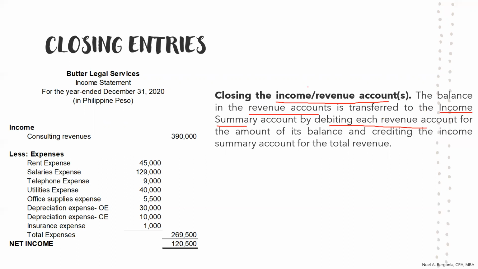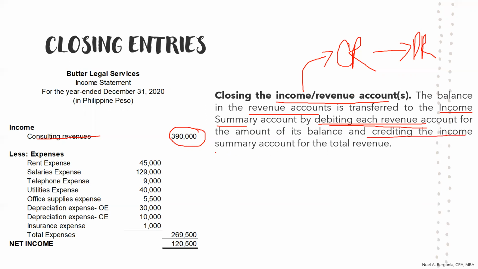So ano bang normal balance ng revenue or income class? Hindi ba ang normal balance niyan ay credit? So kung credit yung normal balance niya, so just like this 390,000, this is actually a credit 390,000 because it's an income account. So para ma-zero out siya, kailangan natin kontrahin yung usual normal balance niya. So it will be debited. Kaya mamaya in the closing entry for income or revenue, it will be debiting the revenue account and then we will be crediting the income summary account.